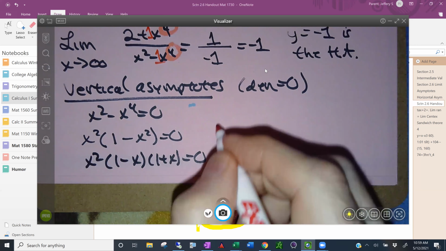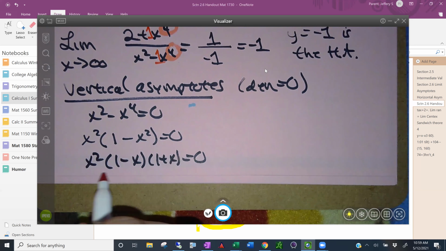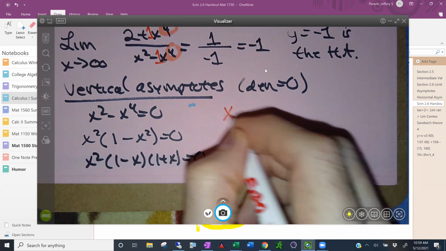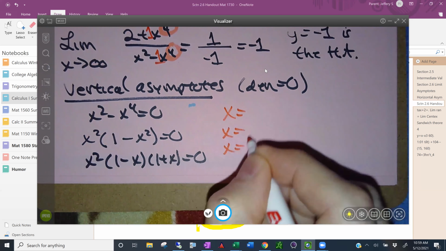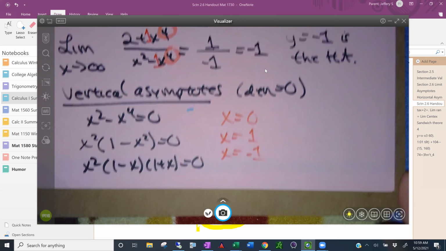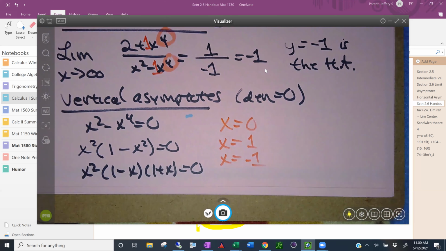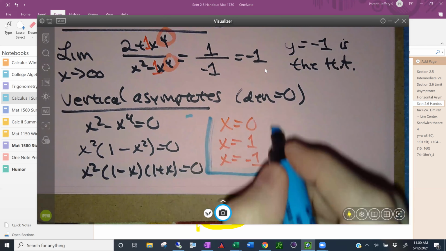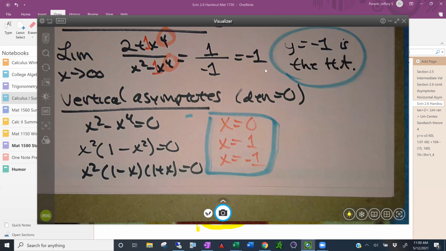And you should be able to read off the roots of this. What are the roots, I should say? 0, 1, and -1. Bingo. 0, 1, and -1. So those are your vertical asymptotes. So we've got 3 vertical asymptotes and 1 horizontal asymptote. When you look at the graph, you should see this. So let's take a quick look at the graph to make sure that it matches our expectations.